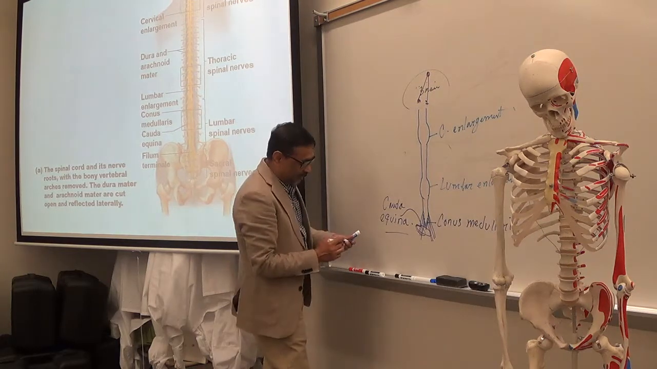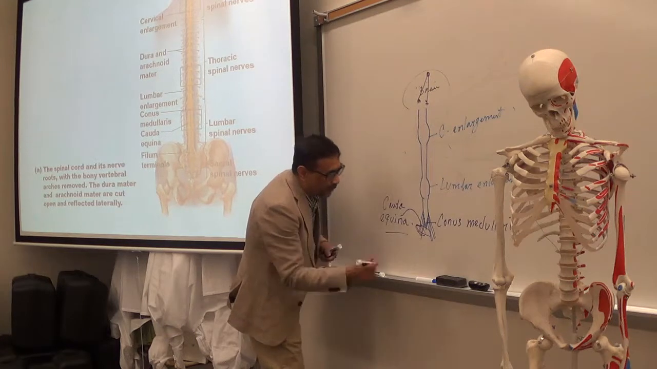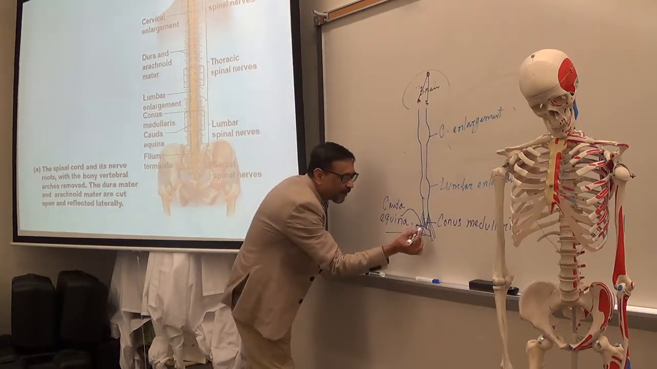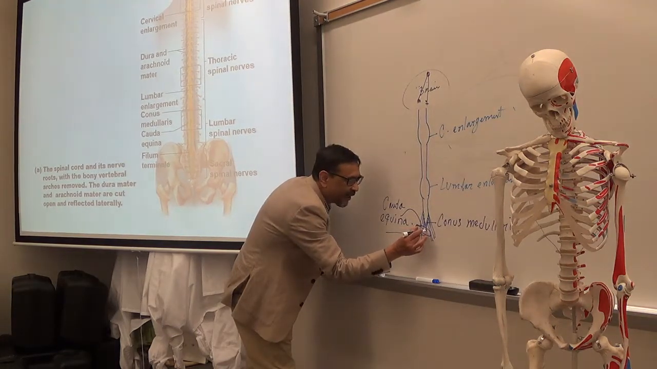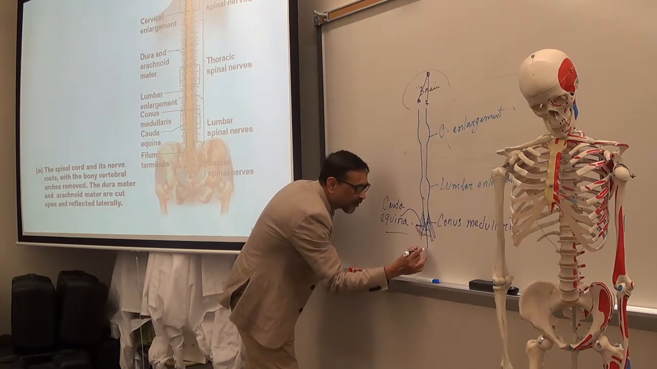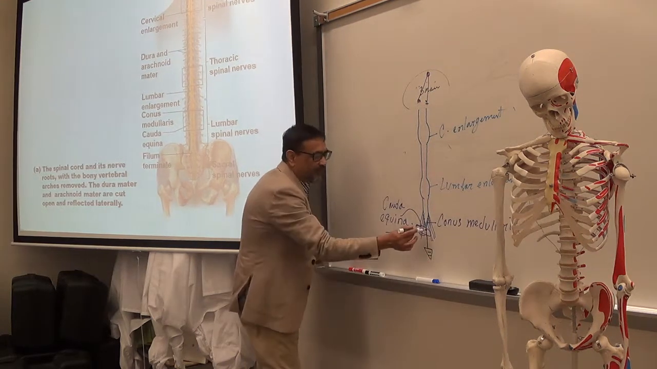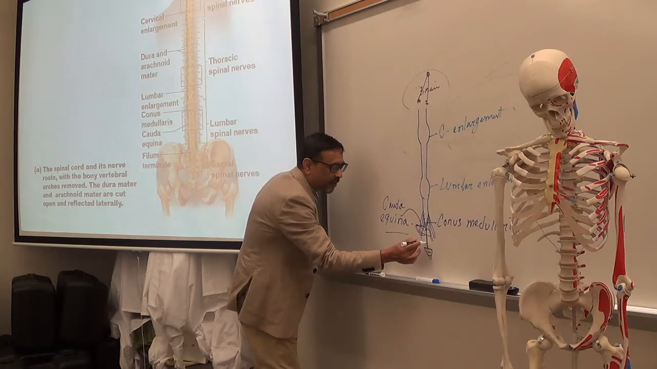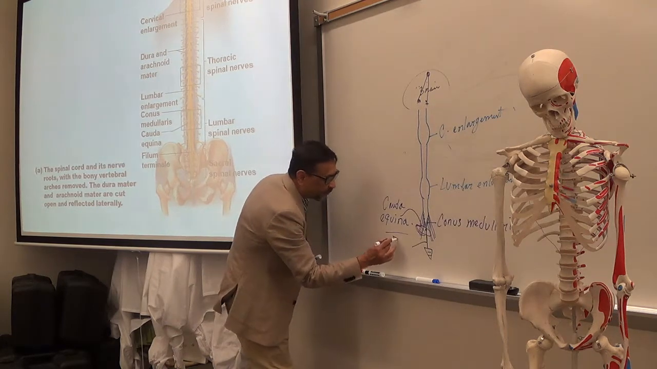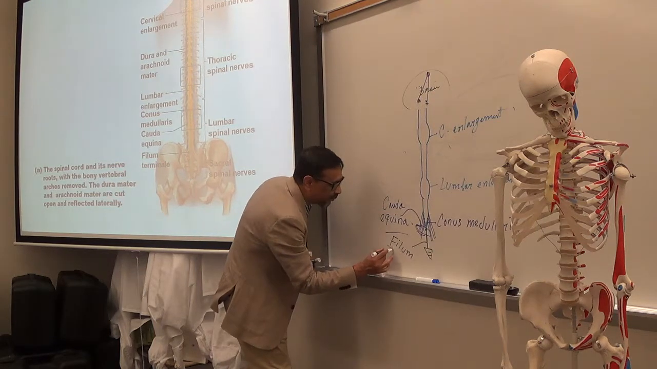Now, see another structure which is a thin cord that connects the lower pointed end of the spinal cord to the coccyx. You know the bone coccyx, the tailbone. So this thin cord is called filum terminale.